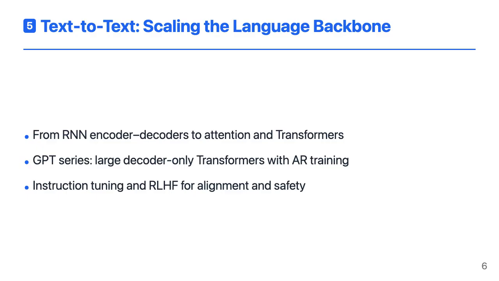OpenAI's GPT series pushed this to scale with decoder-only transformers trained auto-regressively. GPT-1, 2, and 3 showed that simply predicting the next token at scale yields strong zero-shot and few-shot abilities. Later, models like InstructGPT added reinforcement learning from human feedback to align outputs with user instructions and improve safety, without fundamentally changing the underlying transformer architecture.